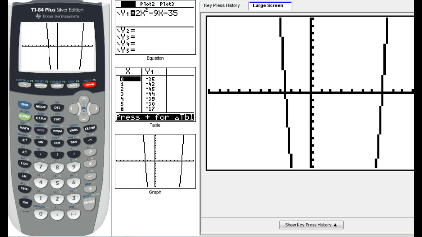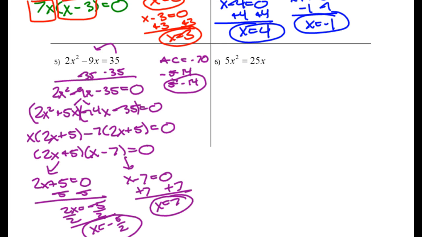This is a huge parabola. It's way off the screen. But let's look at the easy one first. It's positive 7. 1, 2, 3, 4, 5, 6, 7. It crosses there. And then remember, negative 5 halves is negative 2.5. Negative 1, negative 2, negative 3. See, it crosses between negative 2 and negative 3. That's the negative 2.5. We are, in fact, good.